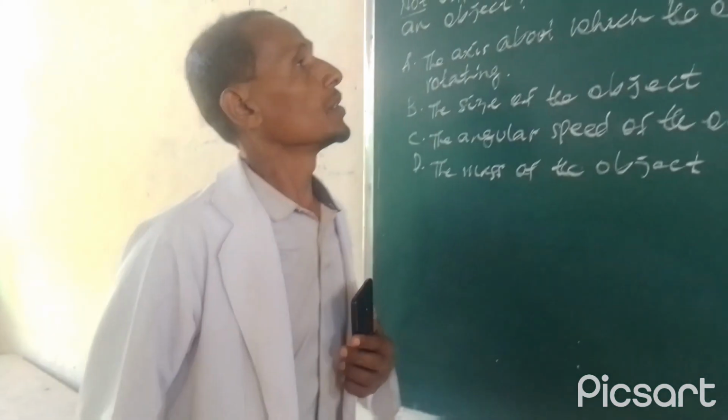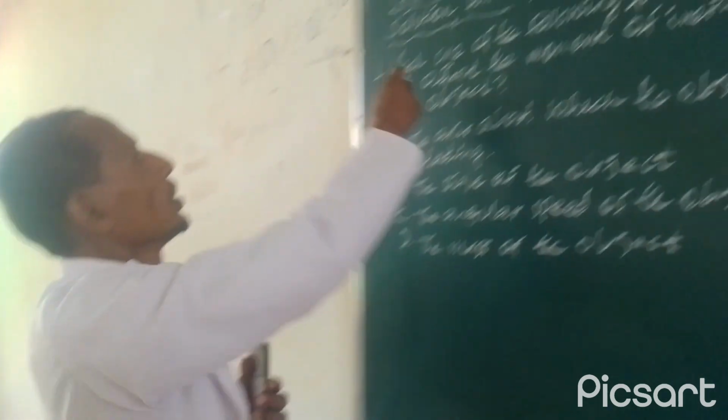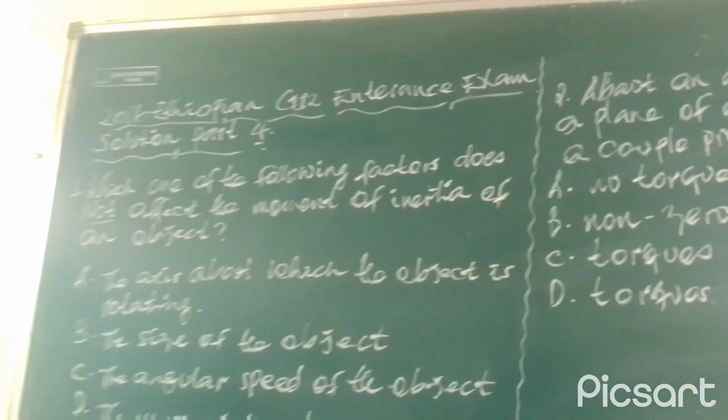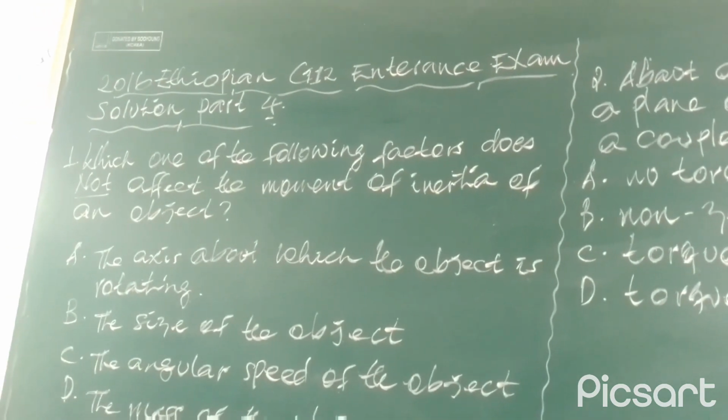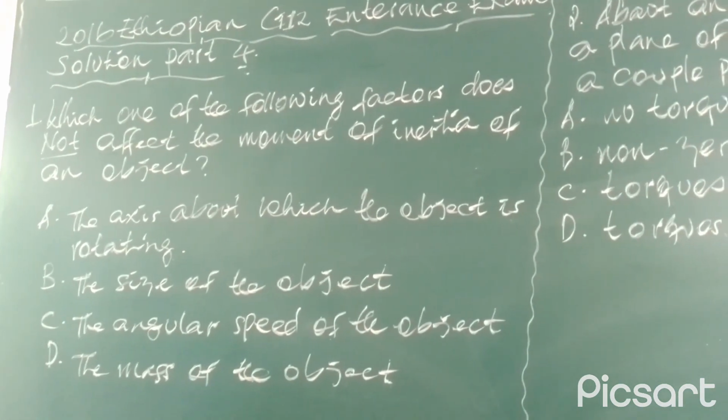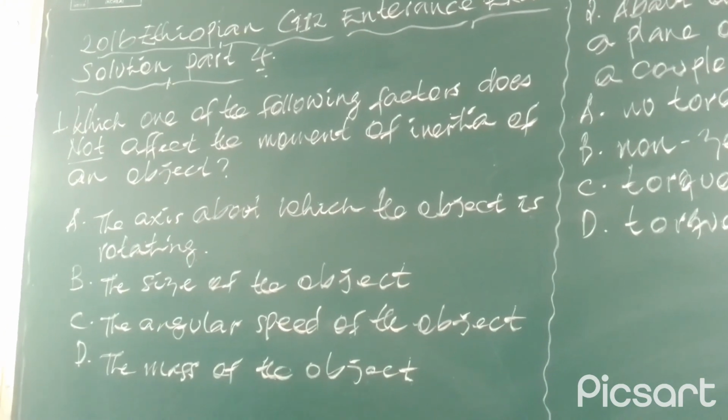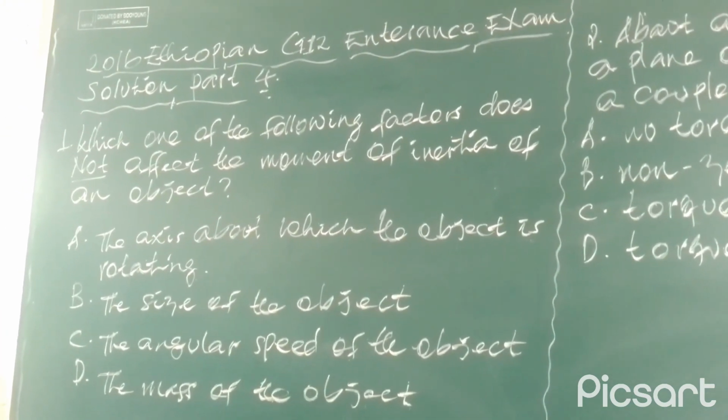My name is Waktola. In this video, we'll be discussing the 2016 Ethiopian Grade 12 Entrance Exam Solution, Part 4. This question is selected from Physics Grade 12, Chapter 2, under rotational motion.